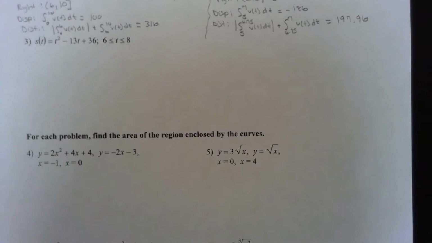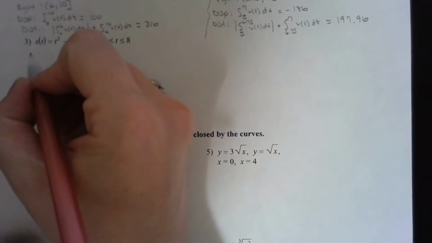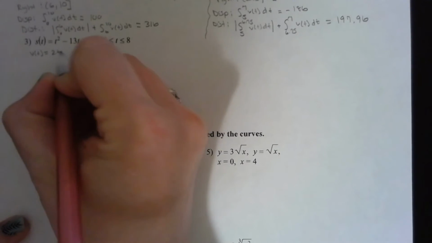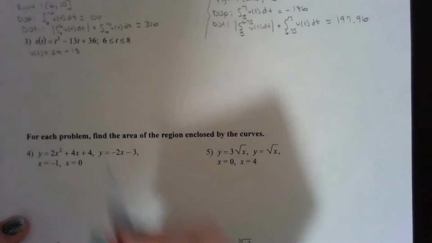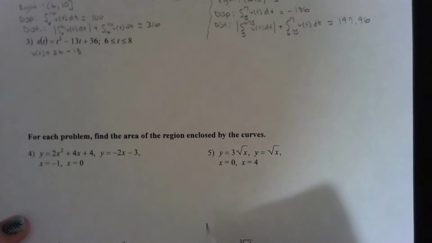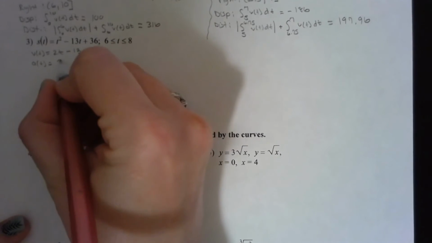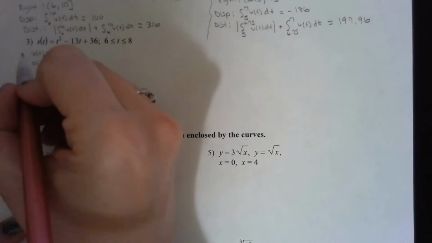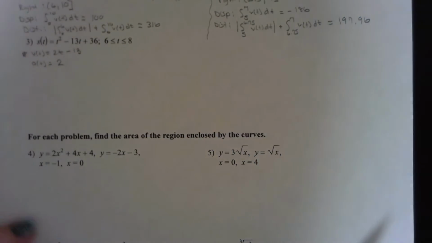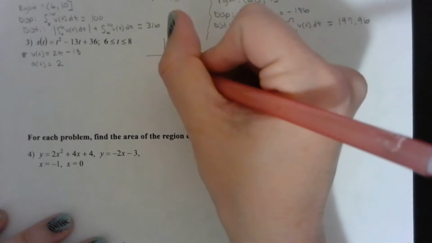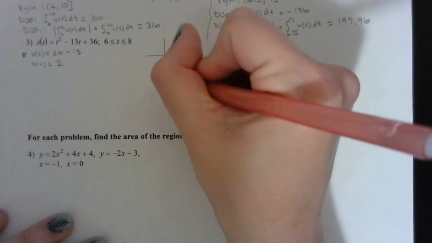Alright, number 3, again, we're doing the same thing. So first let's find the velocity function. So v of t is 2t minus 13. Okay, the acceleration function, a of t, is just going to be a 2. Remember, we're going back to the velocity function. That one's actually pretty easy to sketch a graph of. It's going to have a y-intercept down here at negative 13.